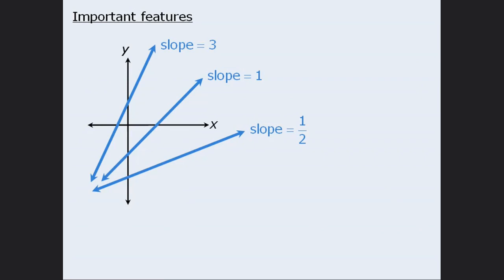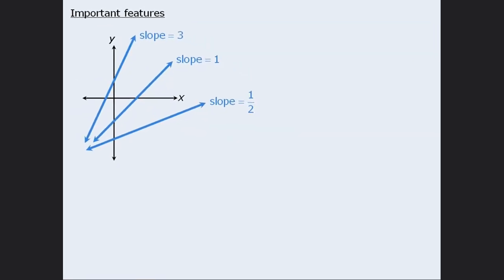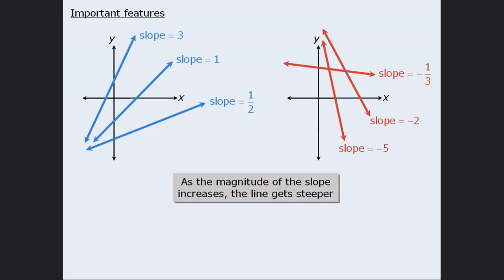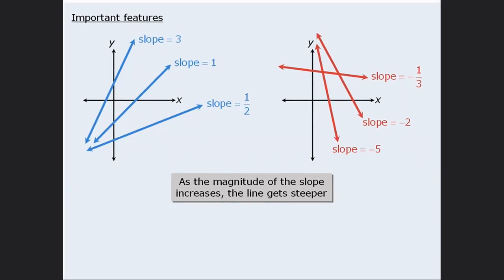Notice that as the slope increases, the line gets steeper. Now let's examine some lines with negative slopes. The slope of this line is negative 1/3, the slope here is negative 2, and this line has slope negative 5. Here the lines become steeper as the slope decreases in value. Now in general, we can say that as the magnitude of the slope increases, the line gets steeper.